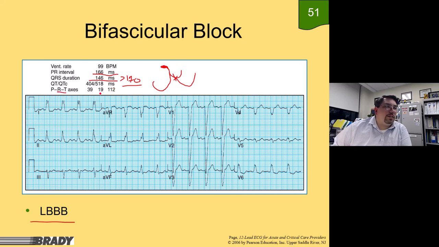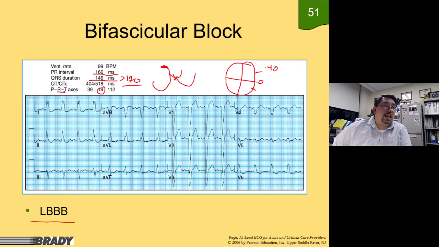Our axis is going to be 19. Take a look at our almighty wheel of axis. Here's my crosshairs. Here's my 0. Here's my negative 40. And then down here is going to be my positive 90. And we're at a wonderful 19 here. And again, this is going to fall into the normal section.